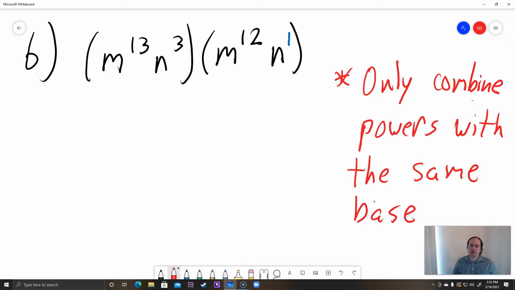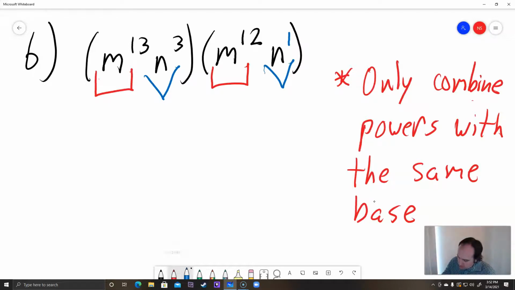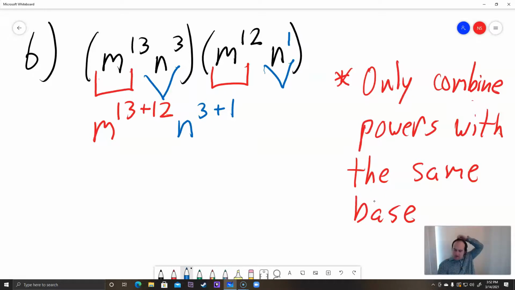Well, just like in the last problem, it's sort of like terms, but here our like terms are going to be m and n. So we've got m to the 13 times m to the 12, and then we have n to the 3 times n to the 1. But once again, they have the same base, so we're just going to add the exponents. So dealing with the m's, we have m to the 13 plus 12. Okay, and then for n, we have n to the 3 plus 1. Okay, m to the 13 plus 12 and n to the 3 plus 1.